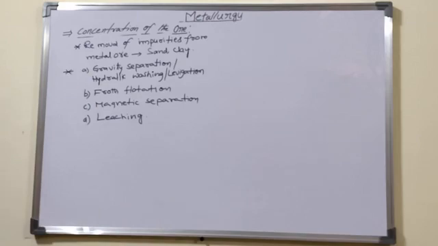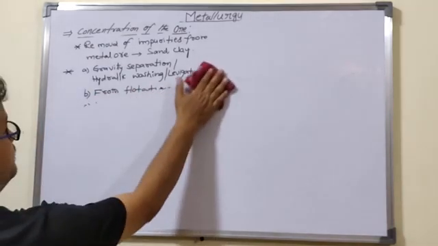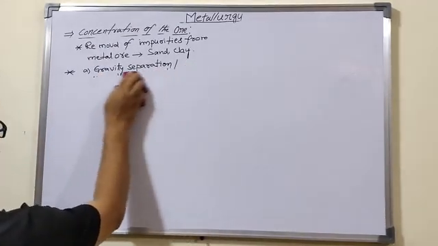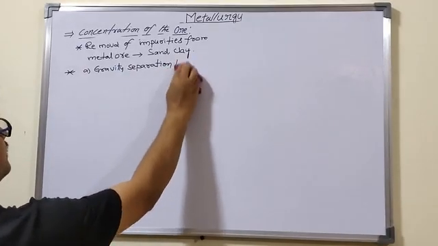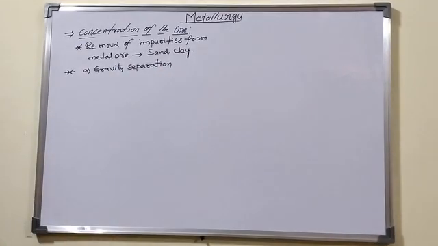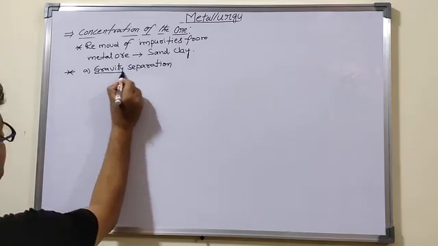So concentration of the ore can be done by gravity separation or hydraulic washing or levitation, froth flotation, magnetic separation and leaching. Let me discuss in detail about these methods. First one, gravity separation, or we are calling hydraulic washing or levitation.